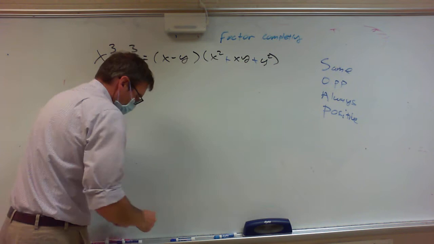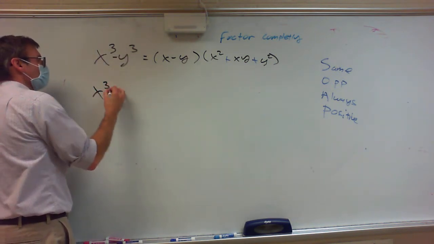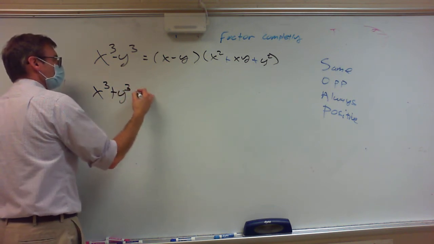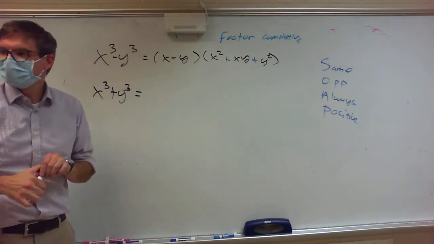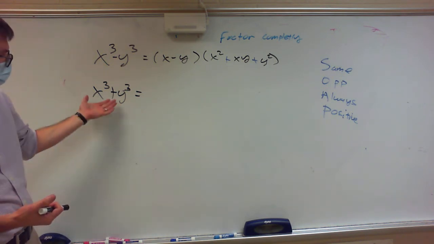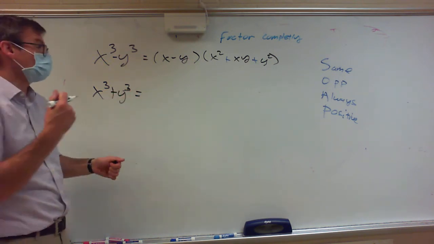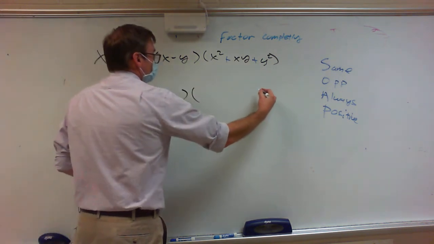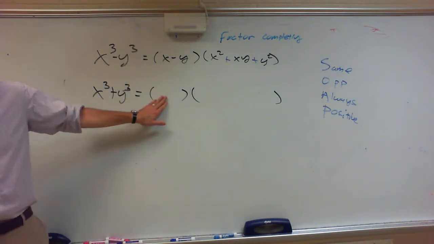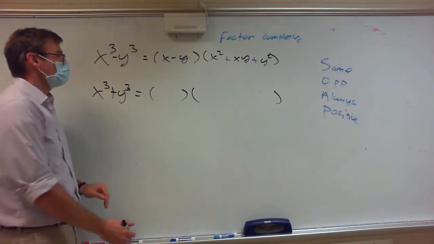Well, let's also talk about the sum of cubes. So let's do x cubed plus y cubed. The opposite. How we factor a sum of cubes is still going to factor as a two-part thing and a three-part thing. And that's x plus y. So if we drop the cubes, what's going to go here? x plus y.